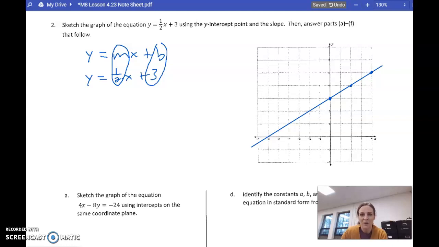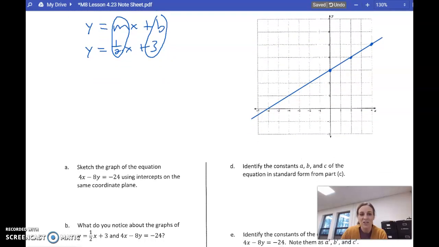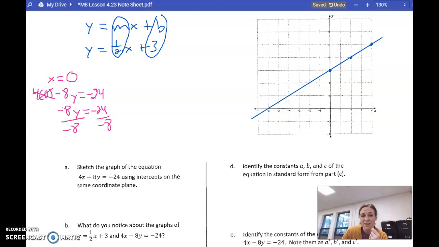Okay. Now, the next part says sketch this graph using intercepts. I didn't leave enough room down here, so I'm going to do that up here. So I'm going to put 0 in for x. 4 times 0 minus 8y equals a negative 24. Now, 4 times 0 cancels out, but notice this is a negative 8y here. We can't forget that we're subtracting this 8. So this is negative 8y equals negative 24. You might see that the answer is going to be positive 3. If not, divide both sides by negative 8, and we get y equals 3. So if x is 0 and y is 3, it's right here.